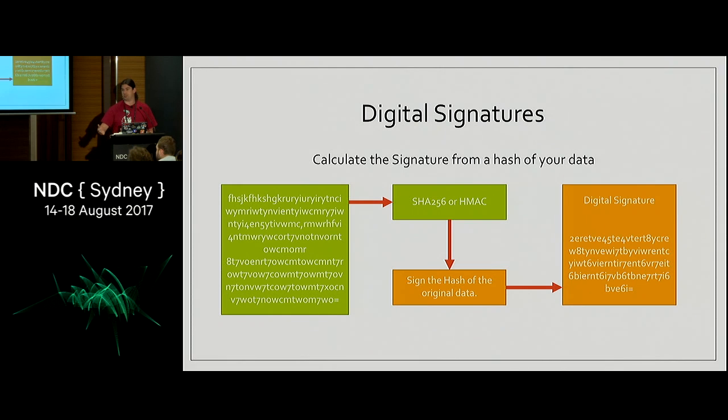Because digital signatures in .NET are based around RSA, you've still got that limit of how much data you can encrypt in one go. So you tend to generate your signatures off of hashes of other pieces of data.